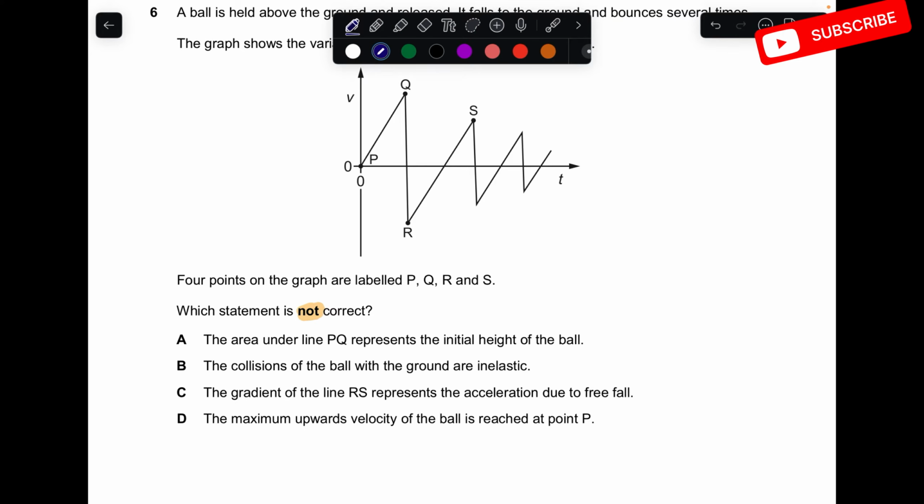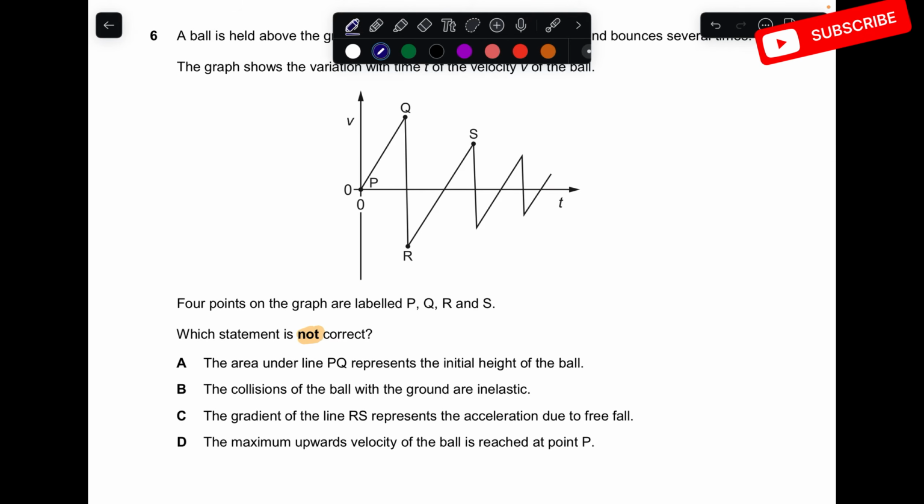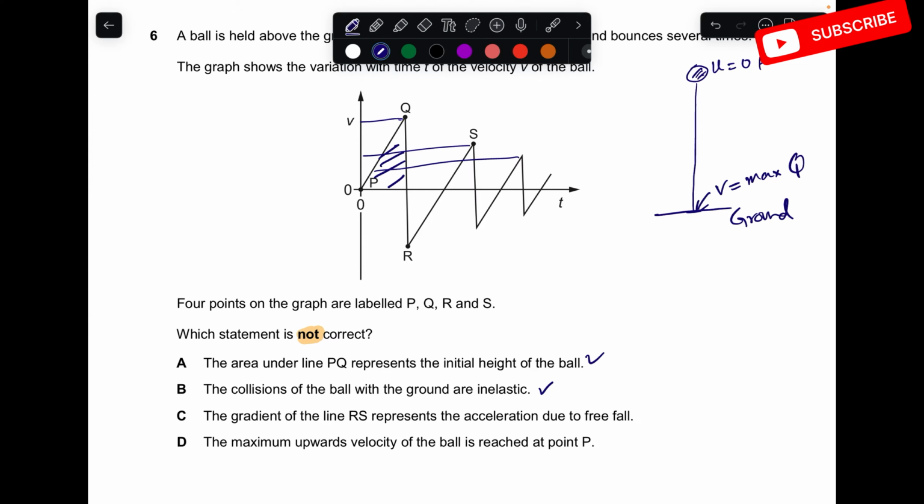In A, the area under line PQ represents the initial height of the ball. Yes, the ball is moving from the top towards the ground. When it hits the ground, u is 0 and the velocity will be maximum, that is point Q. So this is true, it's not incorrect. The collision of the ball with the ground is inelastic, that is also true. Each and every time, the ball is not reaching its initial velocity, its velocity decreases. It means it's losing some of its energy.